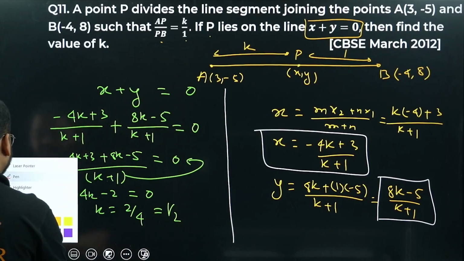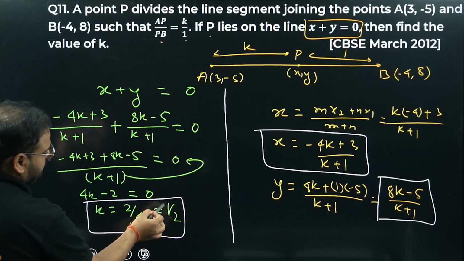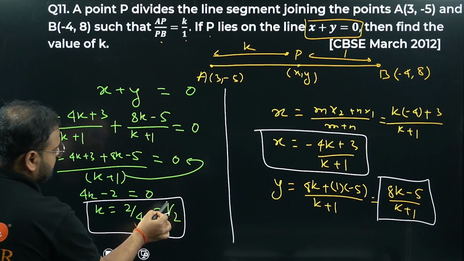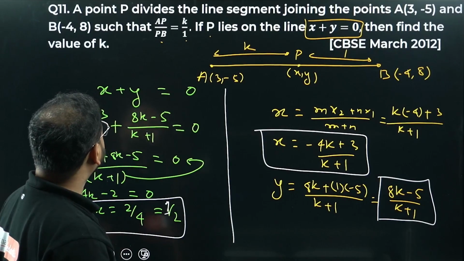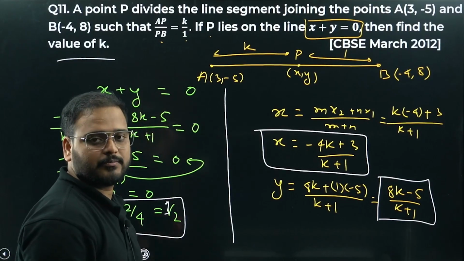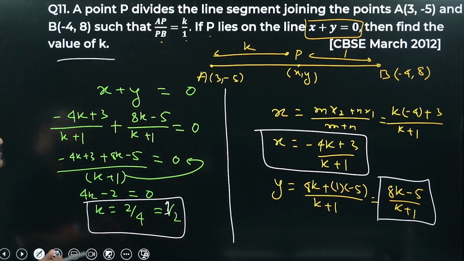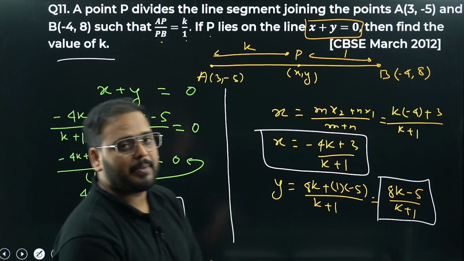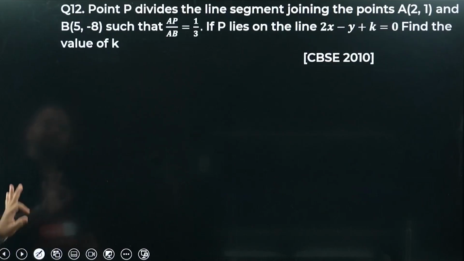My final answer is this. K is 1 by 2. Please check. K is coming as 1 by 2. Okay, value of k is 1 by 2. Great. Done. This was the CBSE March 12 paper. A little old, but yeah, good question. Okay, moving on to question number 12.